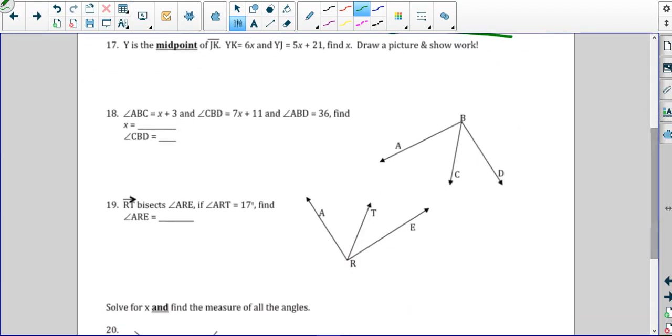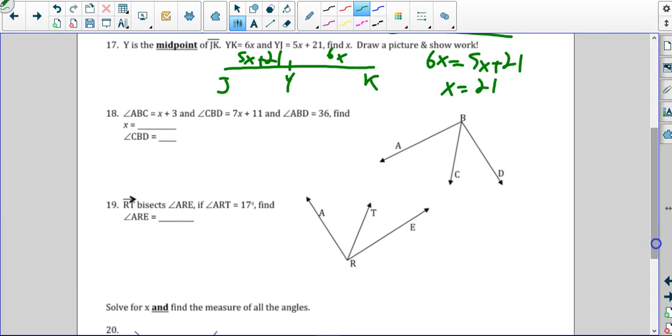Okay, Y is the midpoint of JK. So I'm going to just draw, try to put it in the middle. Here's J, here's K. YK is 6x. YJ is 5x plus 21. Well, again, if that's the midpoint, they are equal to each other. I subtract 5x, I get x is 21.